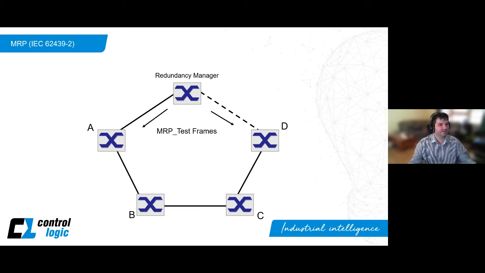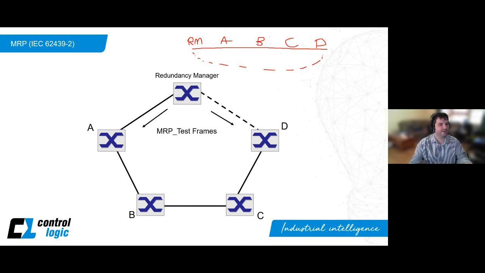In this design, the network actually looks like this. Well, we've got RM here, A, B, C, D. And this extra link between the ring manager and D is physically connected, but logically it's not used. From a network topology point of view, it doesn't exist.